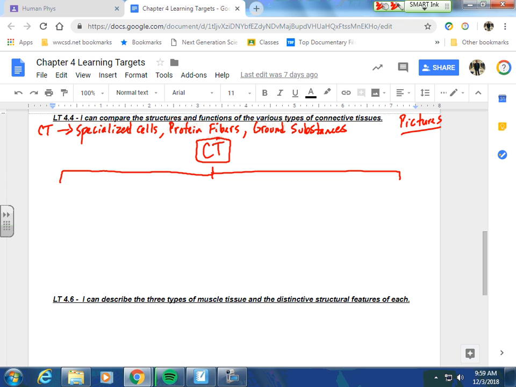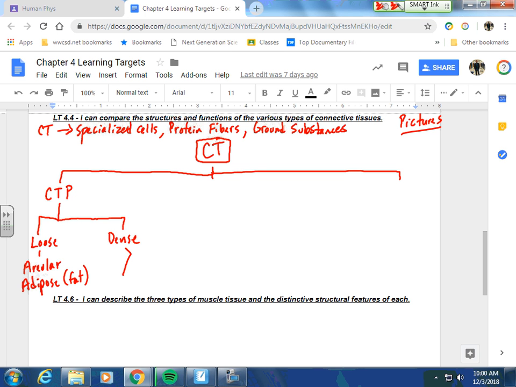Okay. All right, so we have three main categories of connective tissues. We have the connective tissue proper, the CTP. Okay. The CTP can be broken down further into two categories. We can have loose connective tissue and we can have dense connective tissue. All right, loose connective tissue is going to be areolar and adipose. Adipose really just fat.